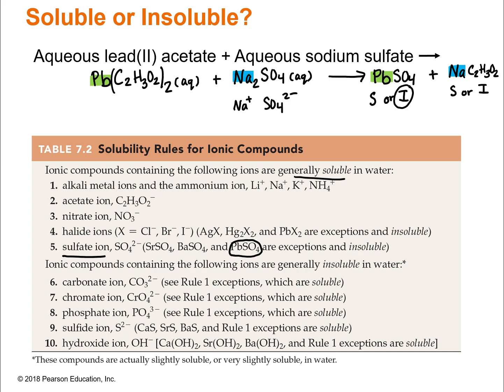The other compound we have is sodium acetate. This actually hits 2 of the rules, because we've got a sodium ion, which if it's got sodium, chances are it's going to be soluble. And the same with the acetate. So our lead 2 sulfate is going to be a solid that's insoluble. And then aqueous for the sodium acetate. I just keep running myself out of room.